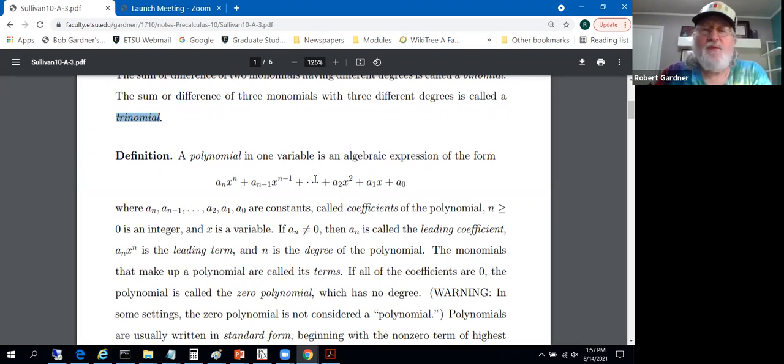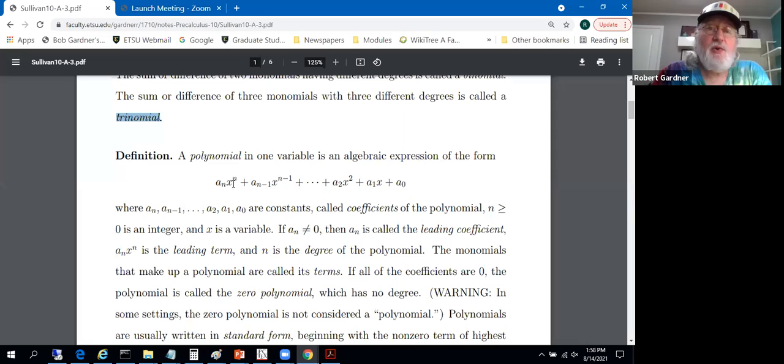A polynomial in one variable, and this is a bit more to our interests, is an algebraic expression of the form a sub n, x to the n, plus a sub n minus 1, x to the n minus 1, dot, dot, dot, a sub 2, x squared, plus a sub 1 x, plus a sub 0. So this is a polynomial. We will spend a good deal of time on polynomial functions. The subscripts simply indicate that these coefficients are potentially different, a sub n minus 1 down to a sub 0. They're constants. They're called the coefficients of the polynomial. x is the variable.